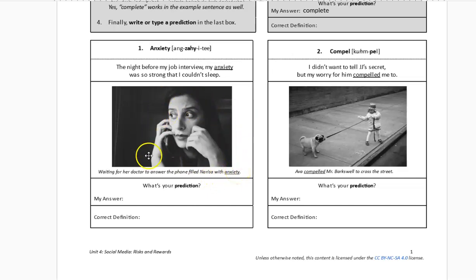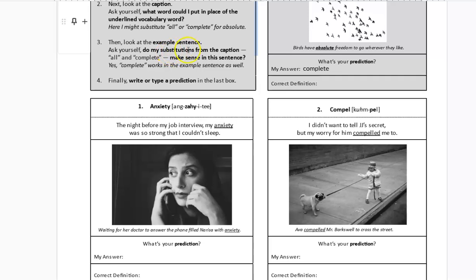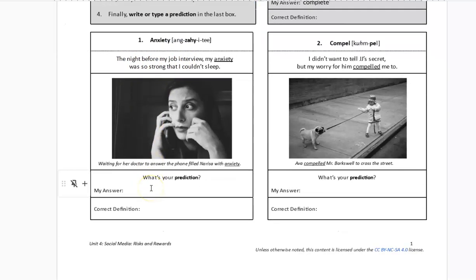Or just based on the fact that she doesn't look so happy in the photo, we could maybe also try the word sadness. Waiting for her doctor to answer the phone filled Narissa with sadness. I mean, that's a possibility. So now that we've looked at the photo and we've looked at the example sentence, the next step is to take those words and plug them into the sentence that's above the picture. Again, we said nervousness or sadness.